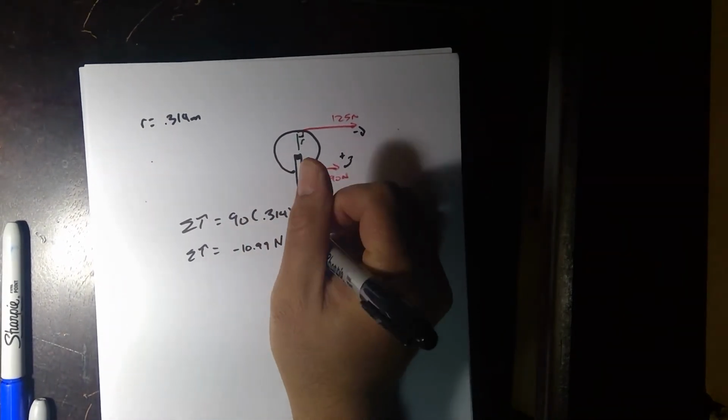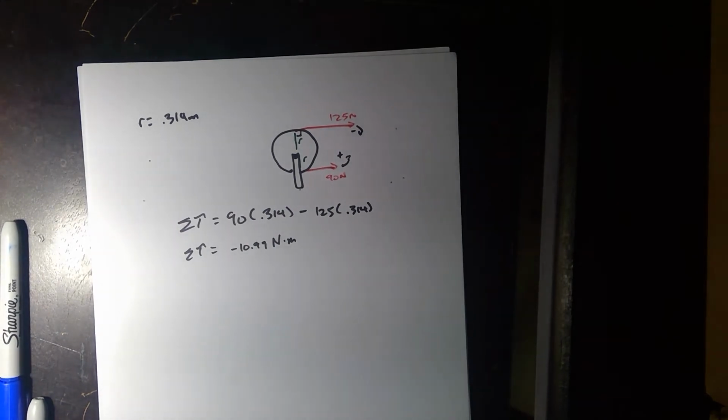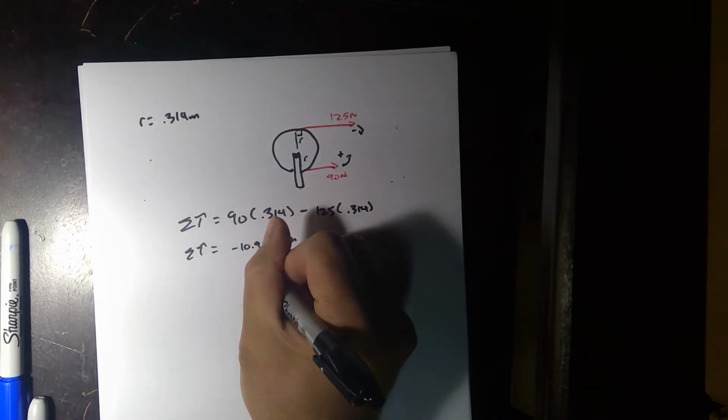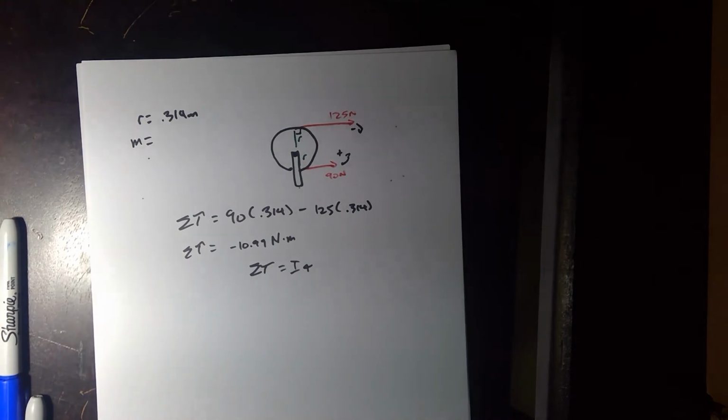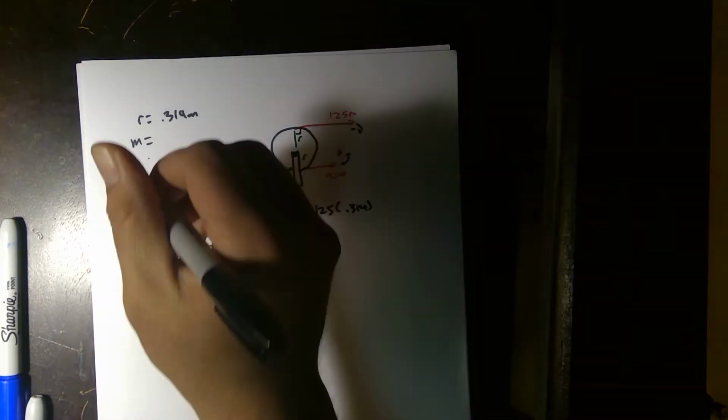Newton meters is the unit of torque. Now, if we want our angular acceleration, we're going to take the second law and apply it to that. Sigma tau equals I alpha. Now, we know that the mass of this thing is 24.3 kilograms.